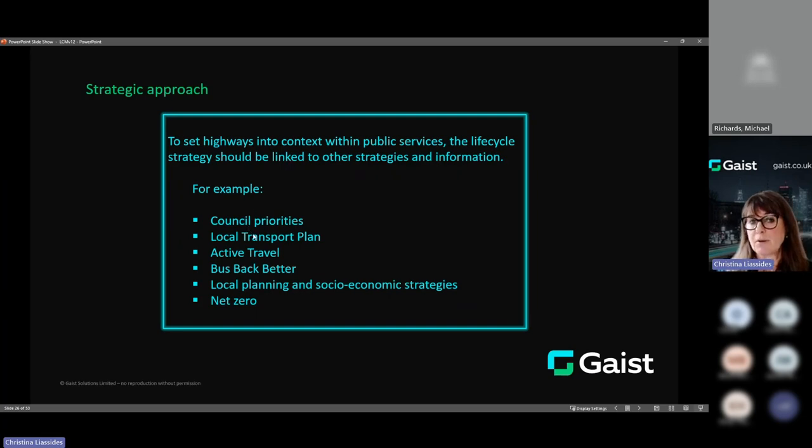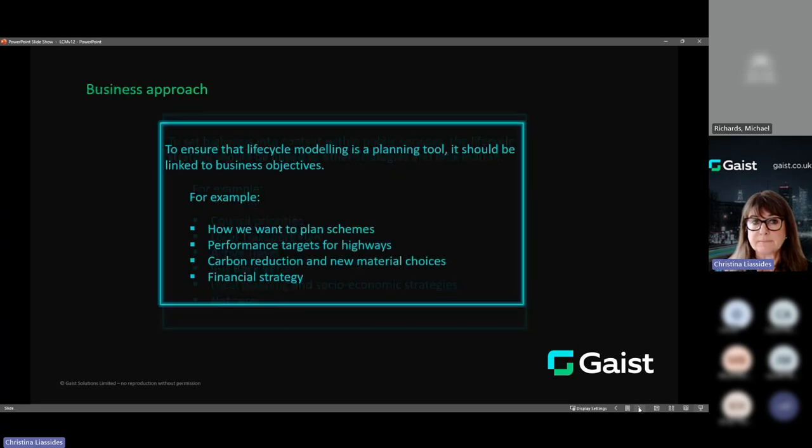So looking at council priorities, any local transport plans or active travel plans, there's some national plans such as Bus Back Better. There's net zero, obviously, to pay attention to, but there could also be local planning and social or economic strategies. So it doesn't always have to be a pure engineering strategic approach. Life cycle modelling and scheme identification can also look at what you want to achieve for your citizens, what you want to achieve for your area, and then how best that can be done.